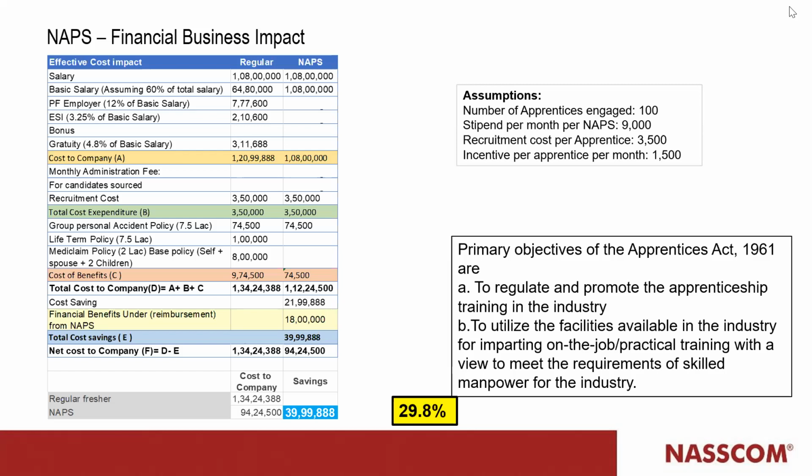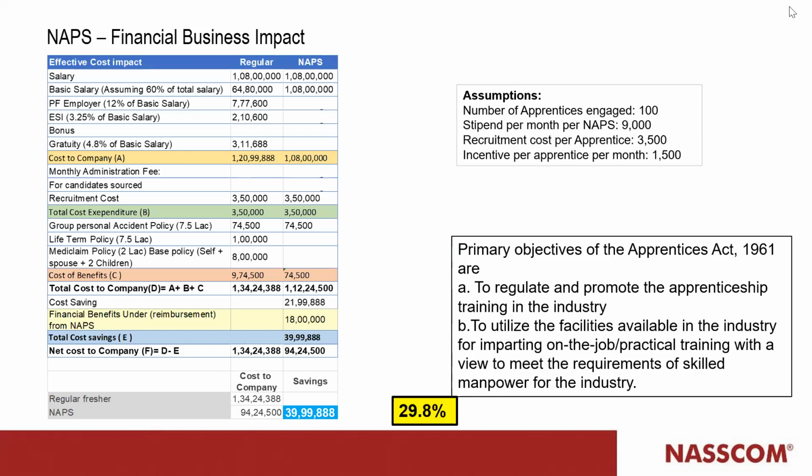If we calculate all these things, at the end of it you would see a clear 30% benefit by engaging apprentices rather than engaging freshers as regular employees right from day one. This is one benefit, 30% clear, straightaway. And that too, we have considered the minimum stipend being paid as 9,000 rupees here. But we know for sure that there are organizations paying more than that for freshers. So at the basic level, a 30% benefit.